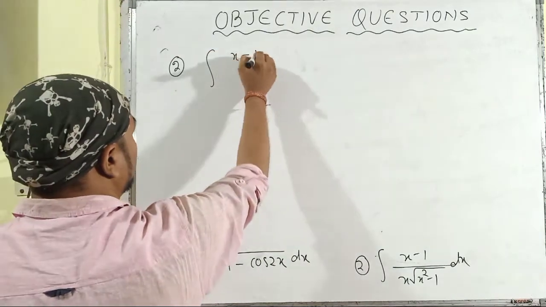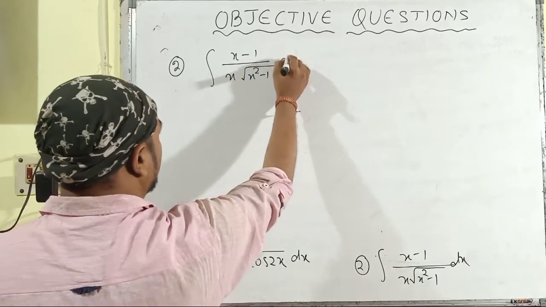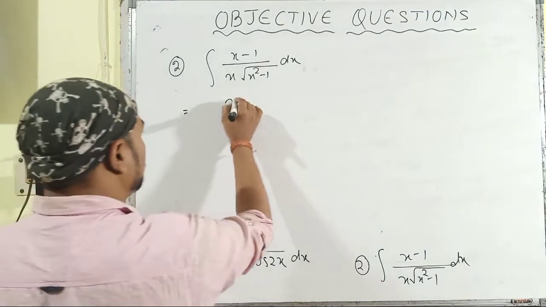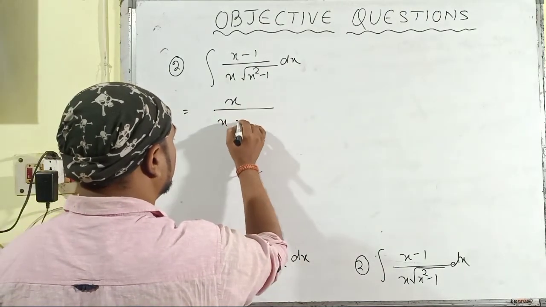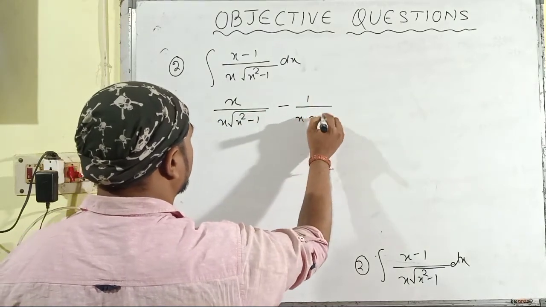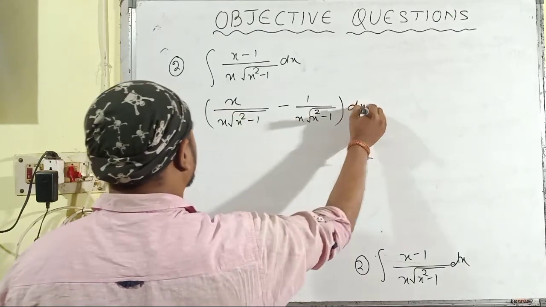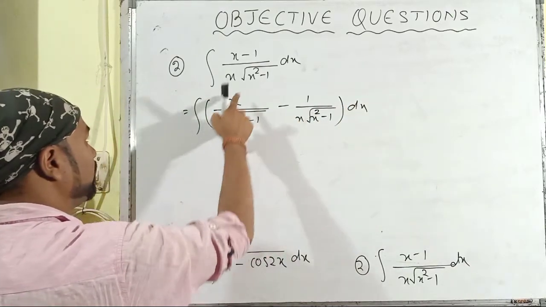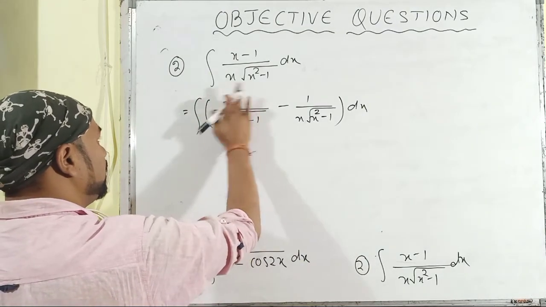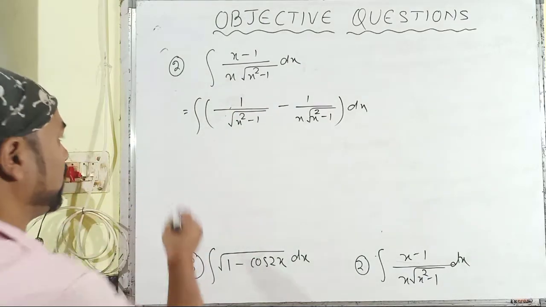Integral of x minus 1 divided by x multiplied with the square root of x square minus 1 with respect to x. Then just separating both of the terms, we get x divided by x square root of x square minus 1 minus 1 divided by x square root of x square minus 1. Then cancelling the common terms x and x from the numerator and denominator, we have here 1 divided by square root of x square minus 1.